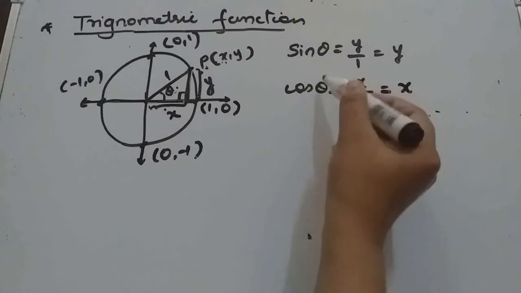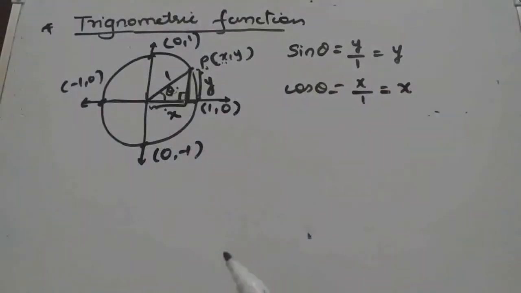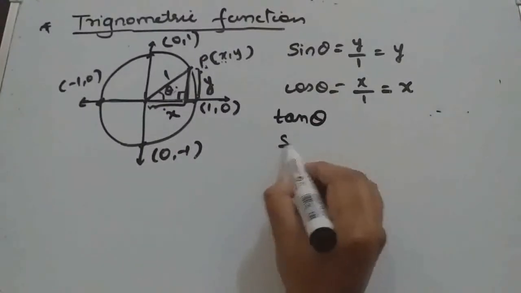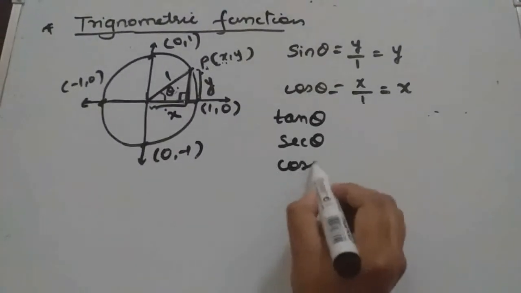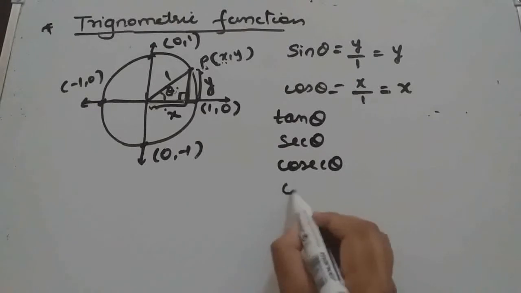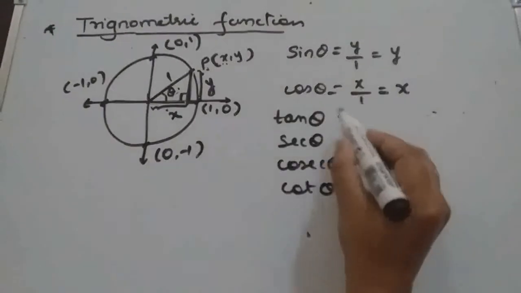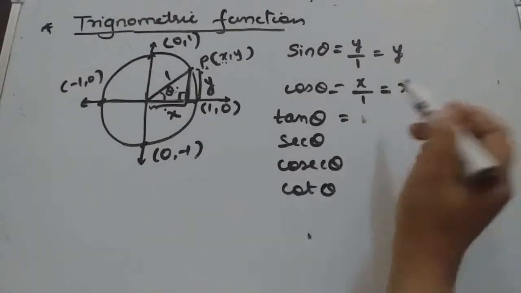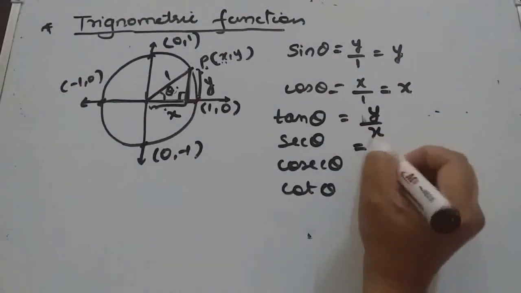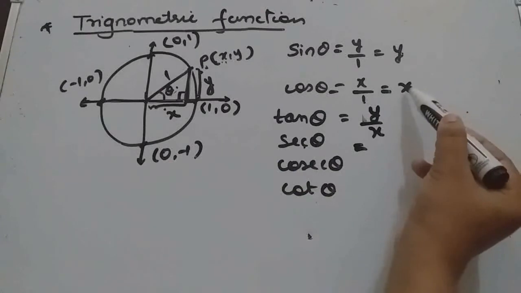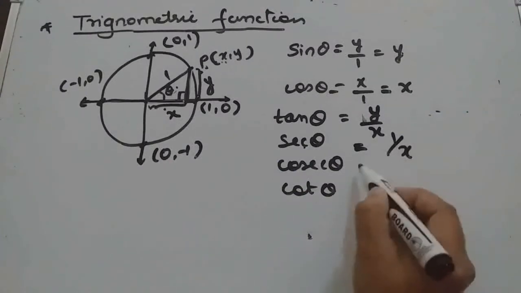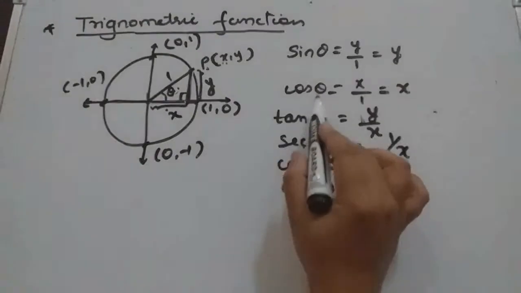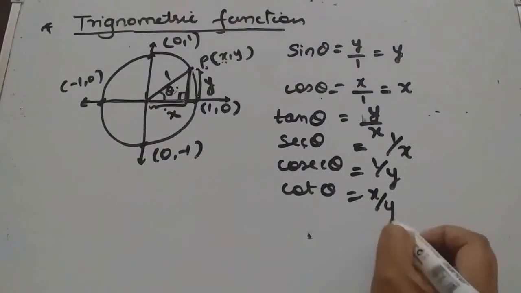From these two trigonometric ratios you can find tan theta also, sec theta, cosec theta and cot theta. Tan theta is sine by cos, so y by x will come. Sec means 1 by cos, so 1 by x. Cosec means 1 by sine, so 1 by y. And cot means cos by sine, so x by y.